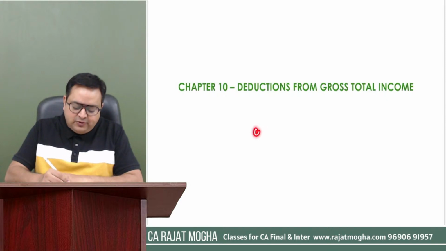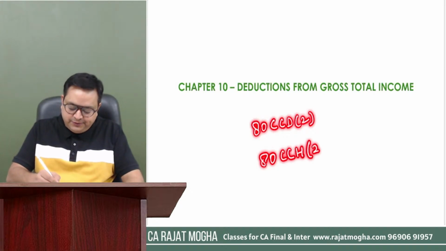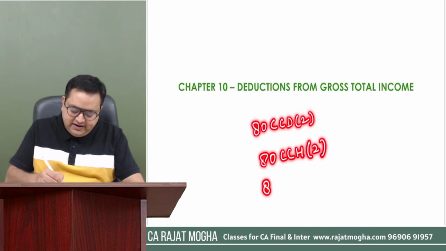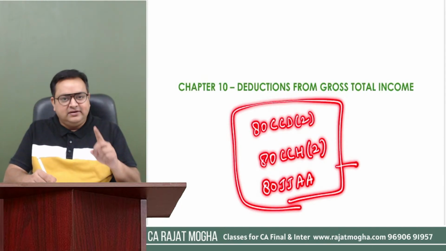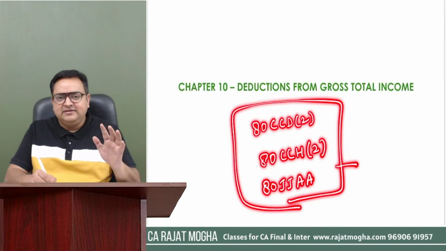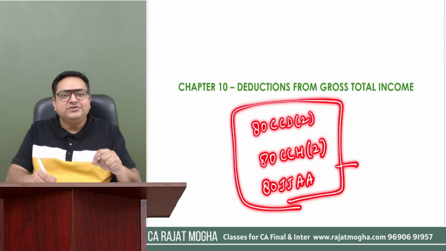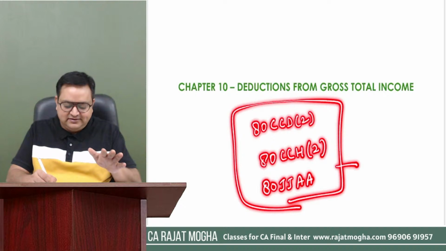I'll tell you, there are only 3 sections: 80CCD(2), 80CCH(2), and 80CCH is a new section, I'll tell you that also, and 80JJAA. These 3 sections are applicable for the new tax regime. But if the assessee is following the default tax regime, he or she can claim deductions only from these particular sections, right? Not from other sections.